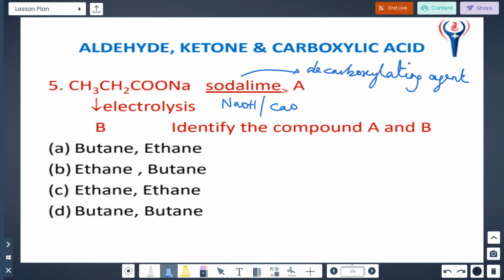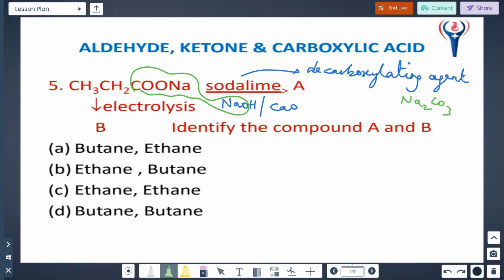Now see this. First I will write this one. Soda lime, I told you, is a mixture of sodium hydroxide and calcium oxide. So sodium carbonate, Na2CO3, will be removed. Plus, the other part will not be involved, it acts as a fluxing agent. Only H is remaining.